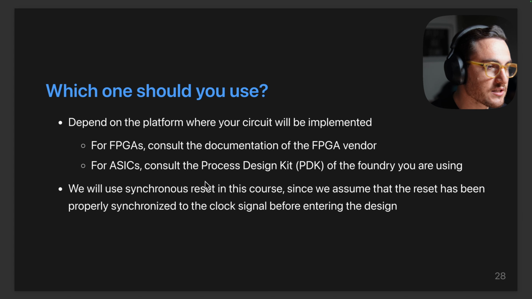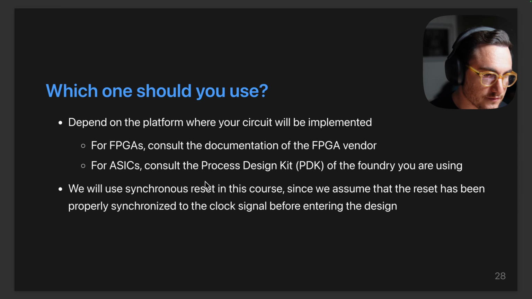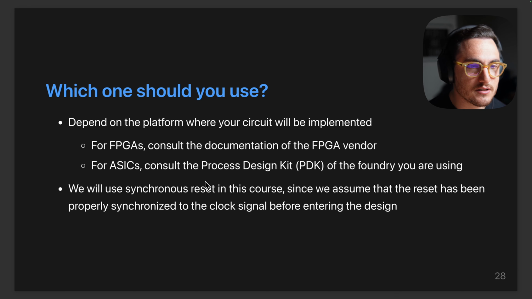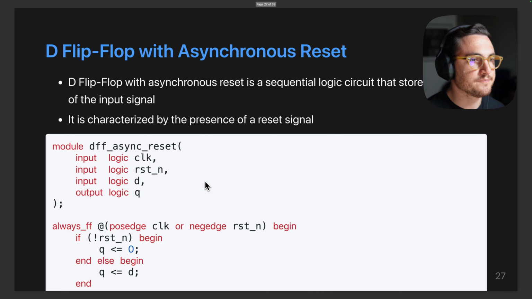And for ASICs, you have to consult the process design kit documentation, so the PDK of the foundry that you're using. We will use synchronous reset in this course since we assume that the reset has been properly synchronized outside with the clock signal prior to entering the design. So this is what we're going to use. We're going to use the first variant of the reset D flip-flop.